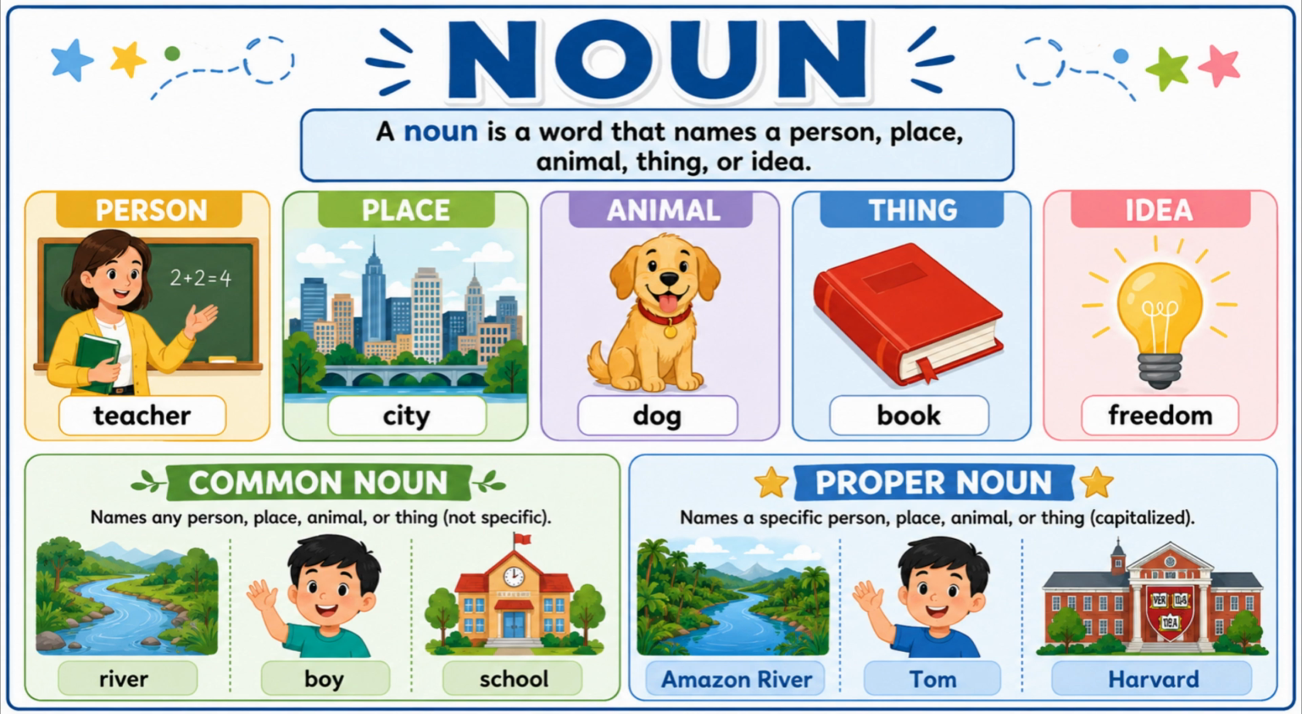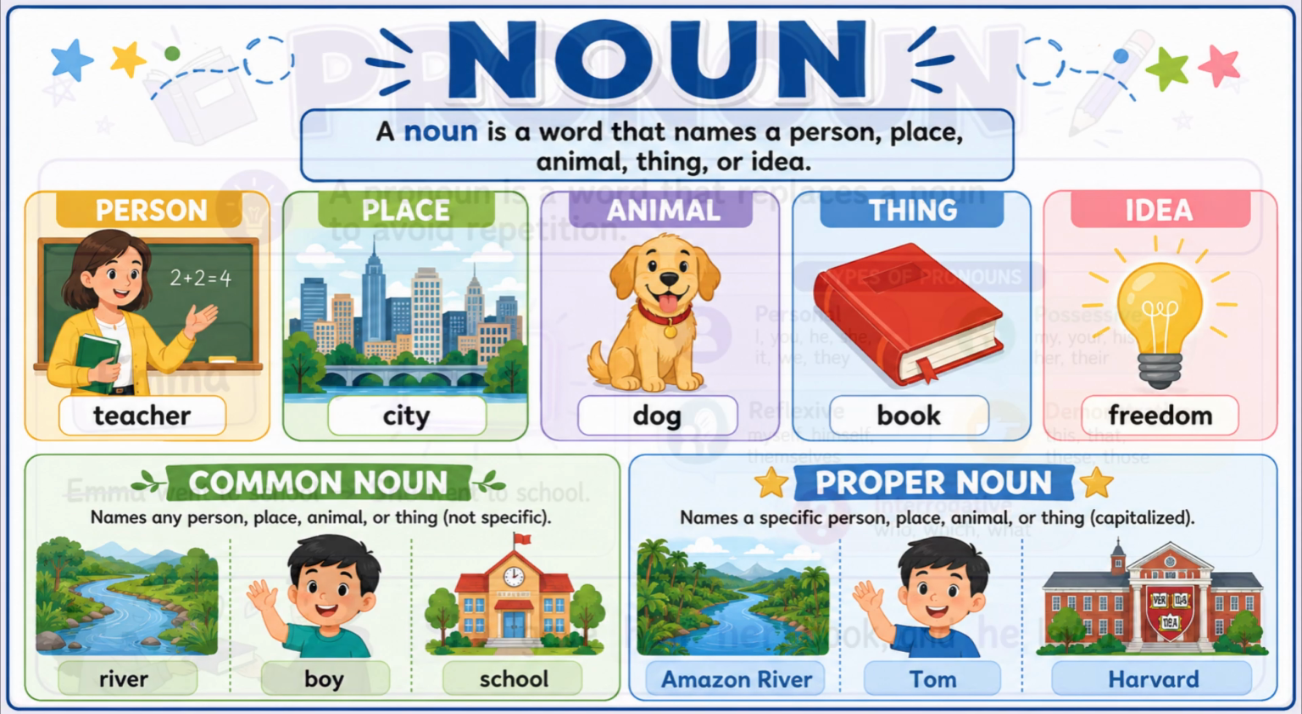nouns, things you cannot touch like love, freedom, or happiness. Here is a quick trick. If you can put the word the or a in front of it and it makes sense, it is probably a noun. The dog, a city, an idea. See how easy that is? Example sentence. The dog chased a ball in the park. Dog, noun. Ball, noun. Park, noun. 3 nouns in one short sentence.